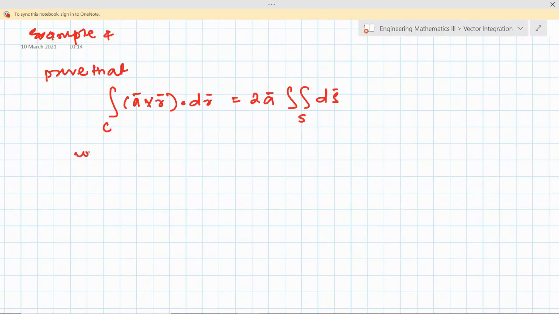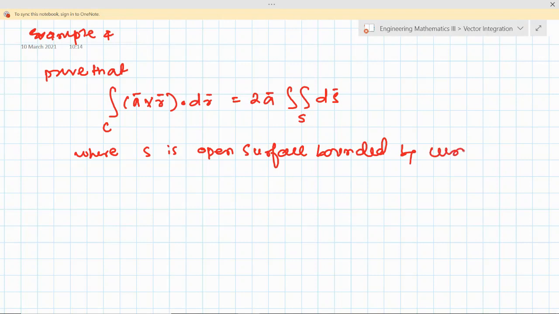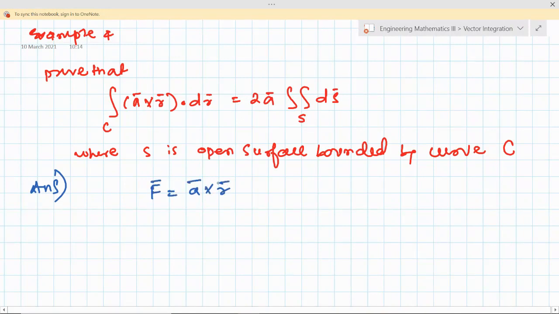Okay, where S is an open surface bounded by curve C. So let us see how it is. Here F bar is nothing but a bar cross r bar. Okay, so simply my F bar is equal to a bar cross r bar.